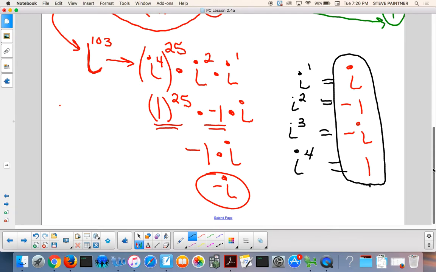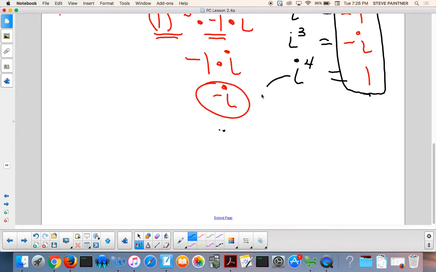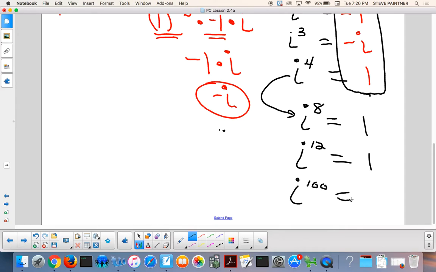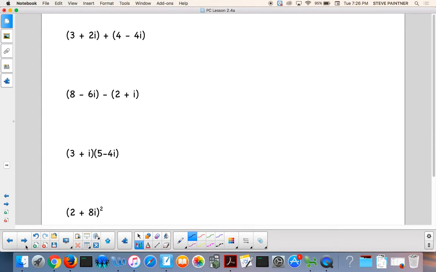And because of that, you should know that every multiple of 4, i to the 8th is 1. i to the 12th is 1. i to the 100th, because 100 is a multiple of 4, it's still 1. Think of the sequence as you do these, okay? Continue. All right, this is going to be quick.